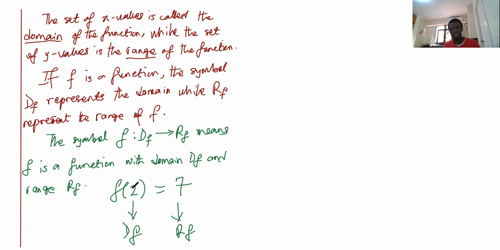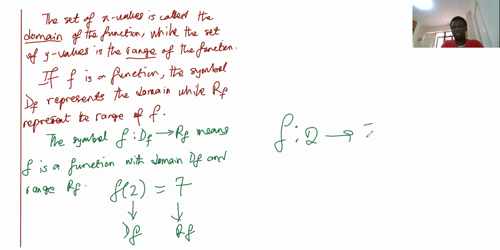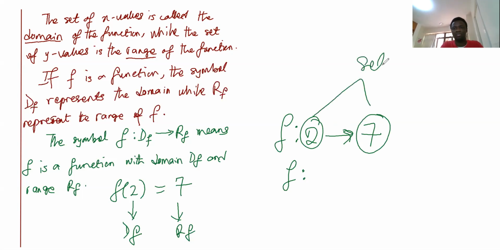Does everybody know what I mean? So do you write like f 2 7? No, you don't write that, Krista. Good question. We don't write f 2 7. We just say f, this is a set. This has to be a set. These two are sets, not elements. Okay, these two are sets.